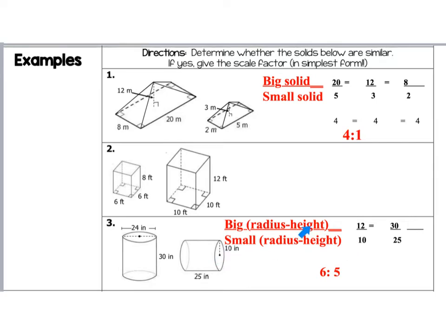Height, remember height connects the bases. So the base at the bottom is a circle, the base at the top is a circle, it's connected by 30, so that's 30. Radius, height here, height is going to connect the bases, so the height here is 25. When we simplify it, we get 6 to 5. So you're going to do number 2, pause and do number 2.